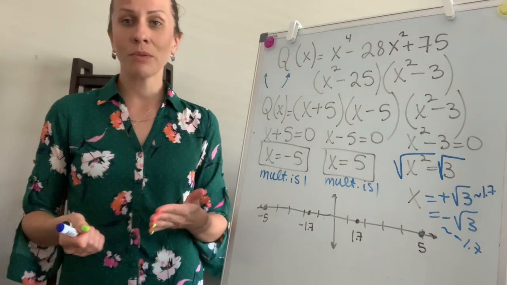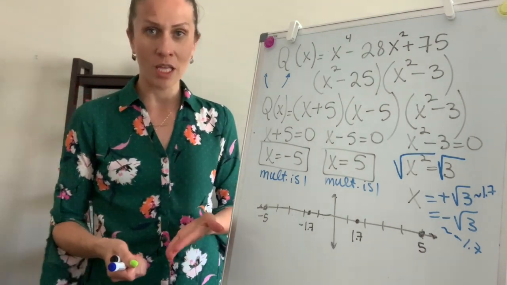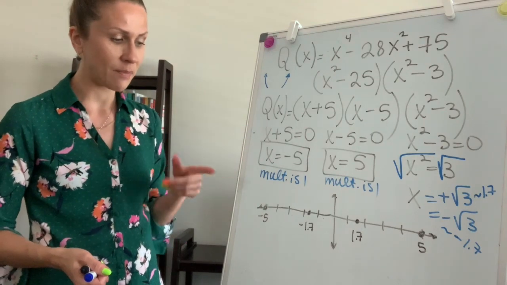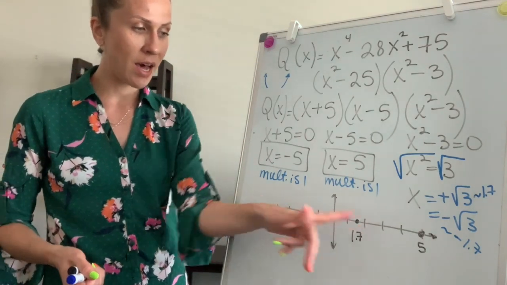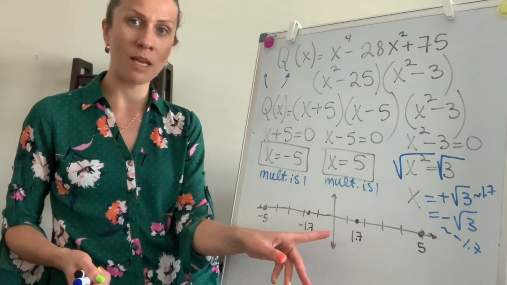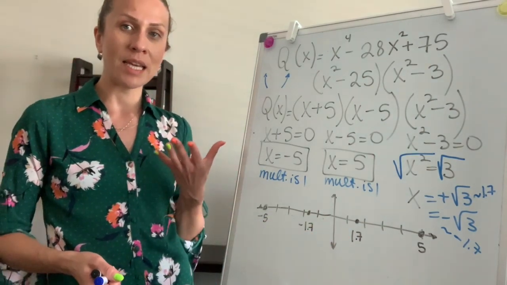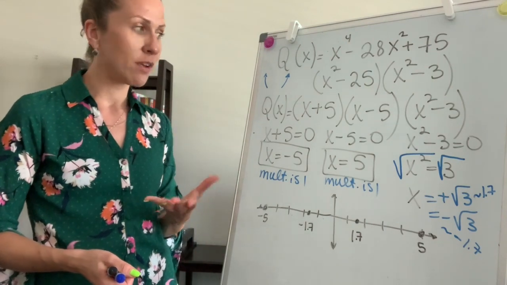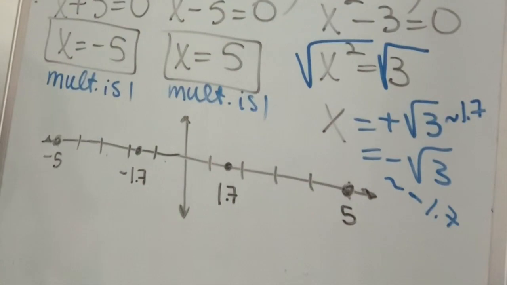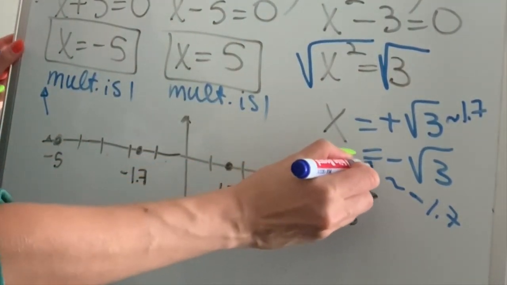Okay, so for the graph of this function, I already placed the zeros that we just found on the x-axis at negative 5, at positive 5, at negative 1.7, and at positive 1.7. I will now place the end behavior on the graph. The end behavior was, remember, looking like this. So I'm going to place those branches here and on the end here.